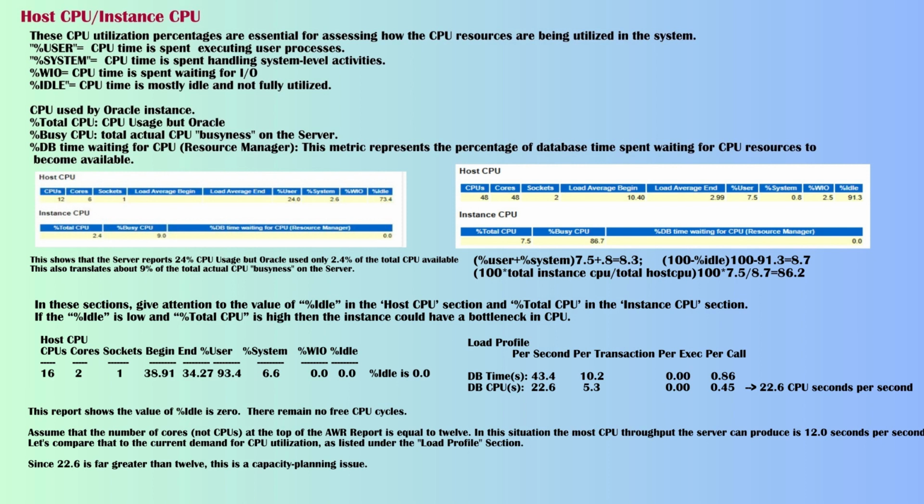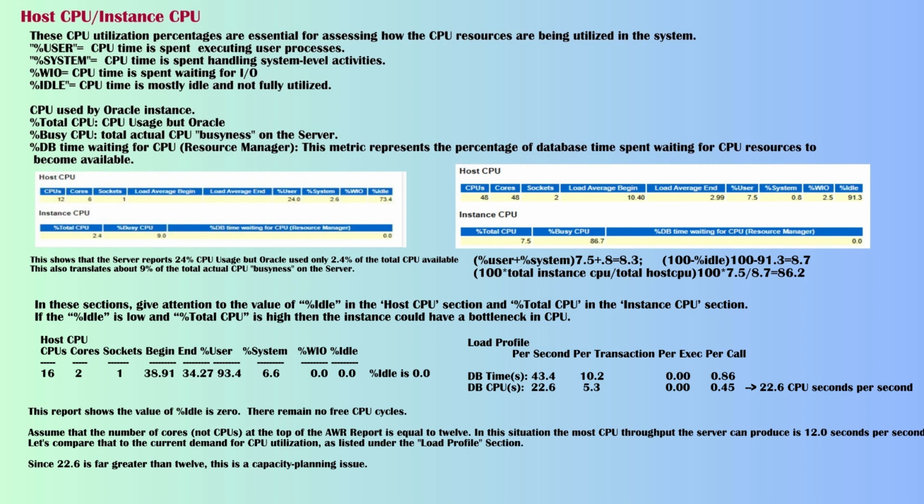Instance CPU is basically CPU used by the Oracle instance. % total CPU is the usage by Oracle. % busy CPU is the total actual CPU busyness on the server. % DB time waiting for CPU is for the resource manager. This metric represents the percentage of database time spent waiting for CPU resources to become available.